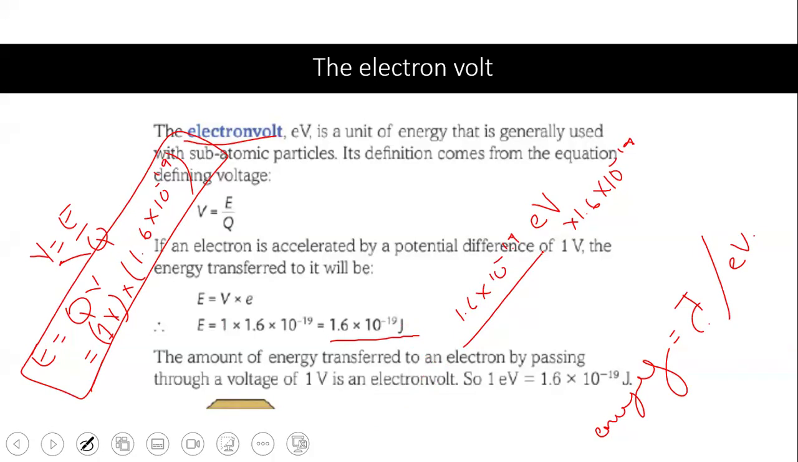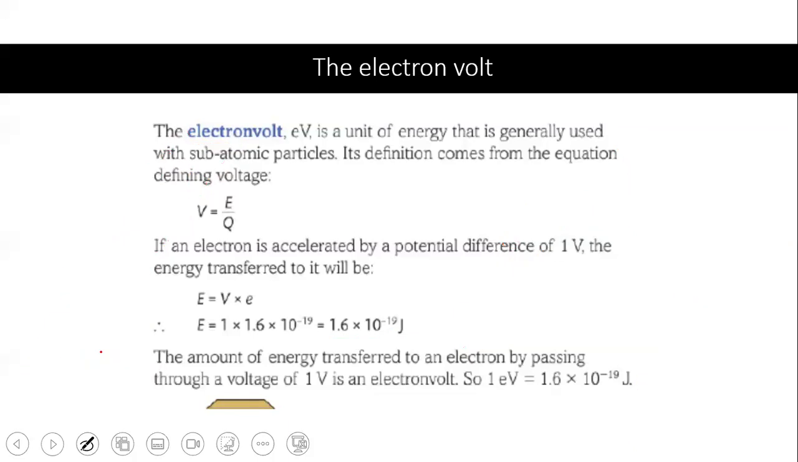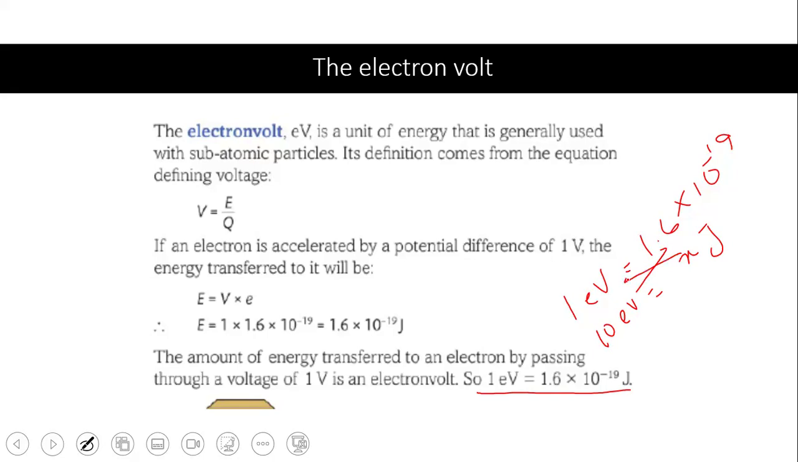Did I say it the right way? 1 electron volt is equal to 1.6 times 10 to the power of negative 19 joules. This is the conversion that you can go ahead and remember. So if you want to convert your electron volts into joules, you can simply cross multiply.